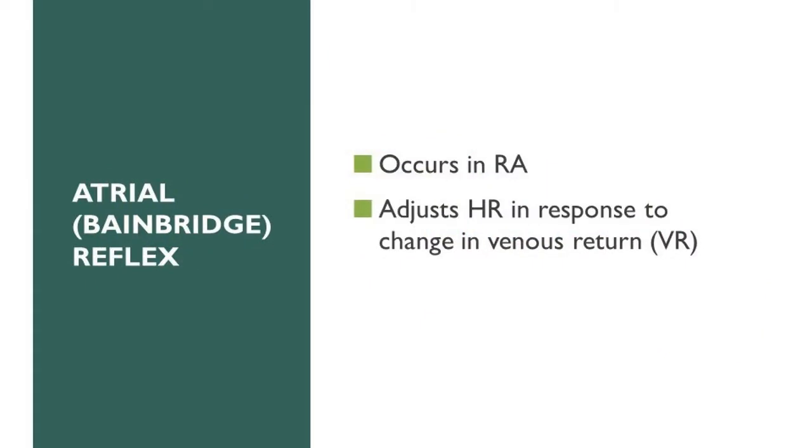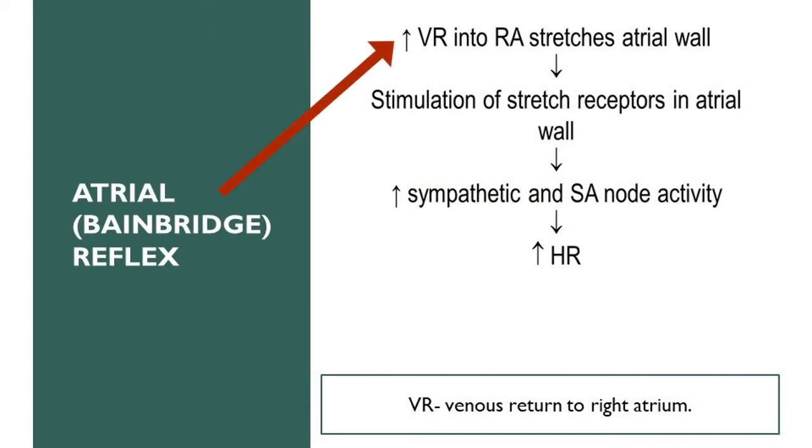Let's take a look at the atrial reflex. This occurs in the right atrium, and what it does is it adjusts the heart rate in response to the change in the venous return. So let's say for some reason venous return is increased. The right atrium wall will be stretched. Now because there is a stretch in the atrial wall, that will cause stimulation of stretch receptors. This stimulation activates the sympathetic system and SA node activity. You remember the SA node, which is responsible for generating the heartbeat impulse. So this SA node will increase the heart rate. So this is the atrial reflex.